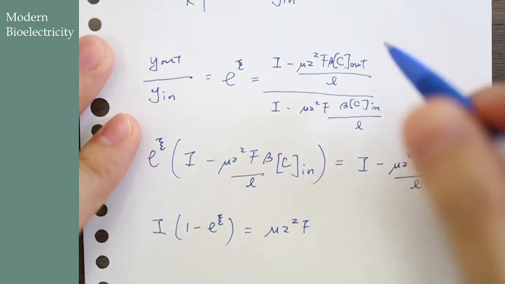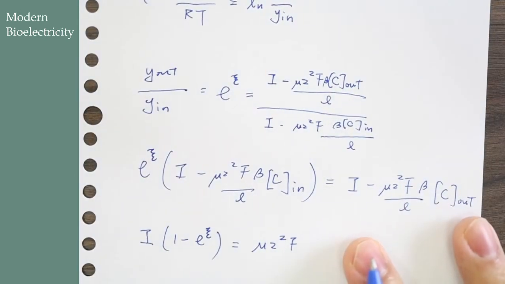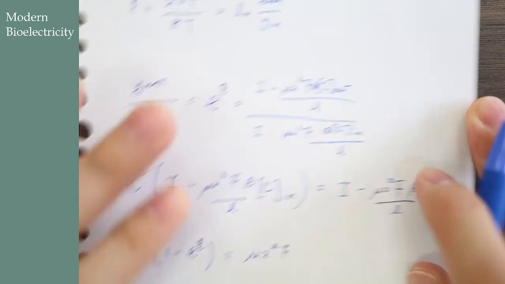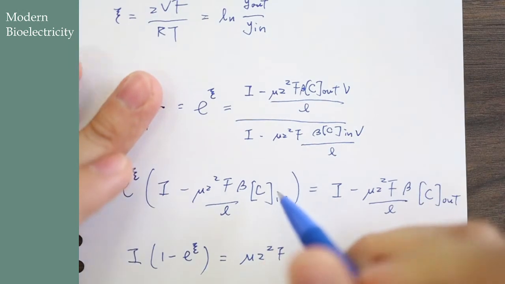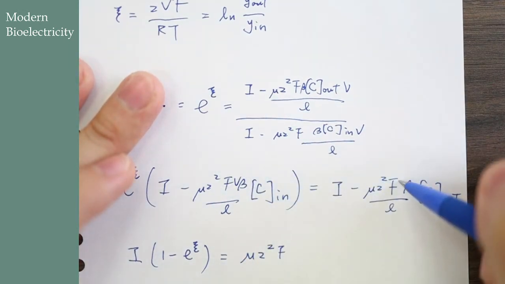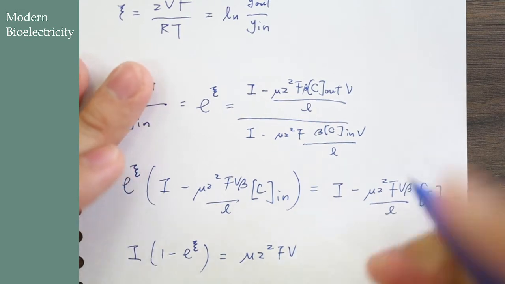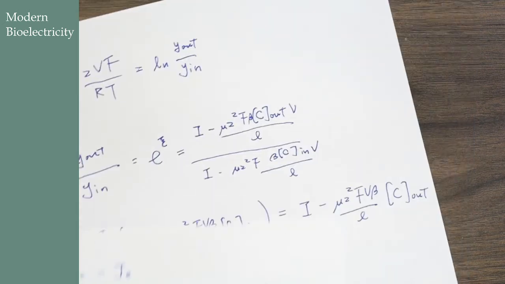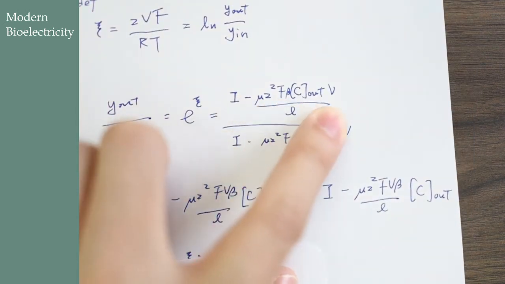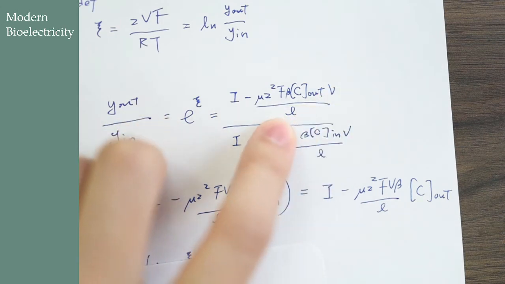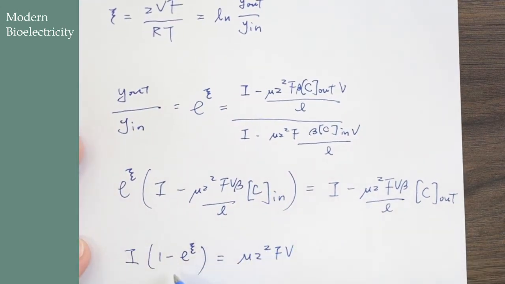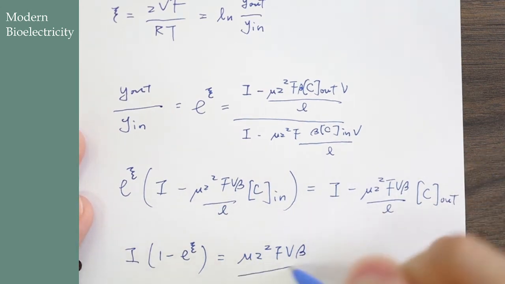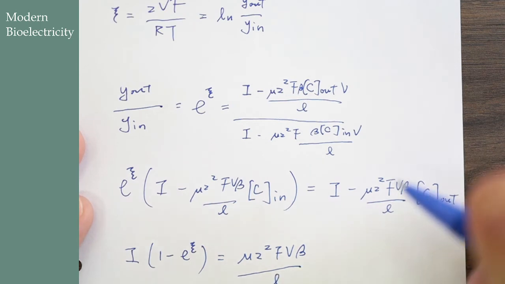Where is V? I forgot the V here. Something's missing. I'm missing a V here, so we have a V here, V here. So here we have the V, right? Now it's the same: mu Z square F C V beta divided by L. So we have E to C, and mu Z square F V beta divided by L.